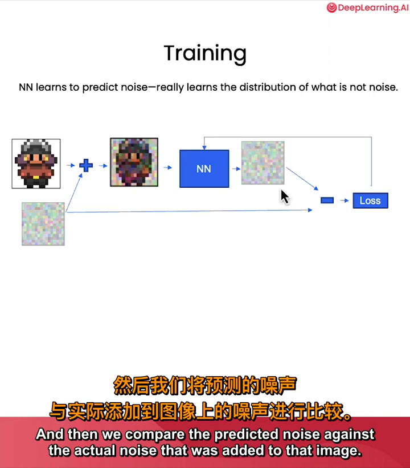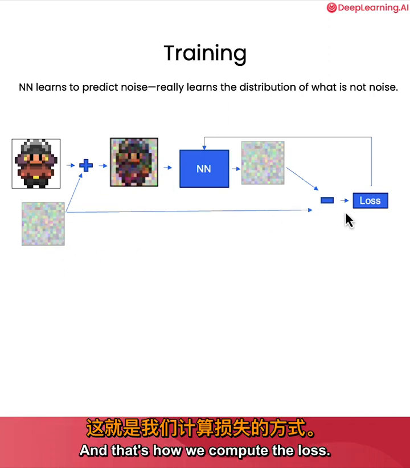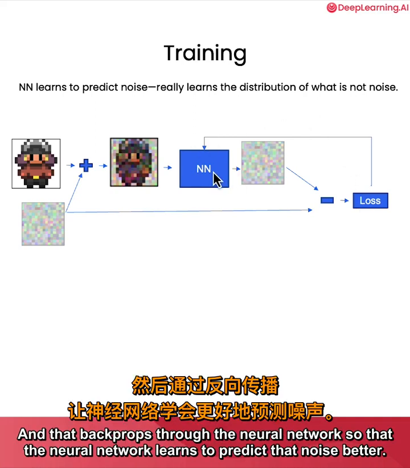And then we compare the predicted noise against the actual noise that was added to that image. And that's how we compute the loss. And that backprops through the neural network so that the neural network learns to predict that noise better.